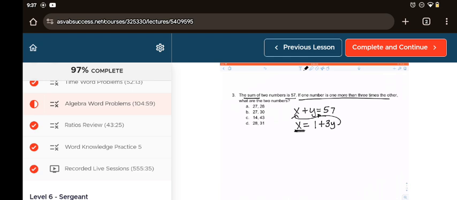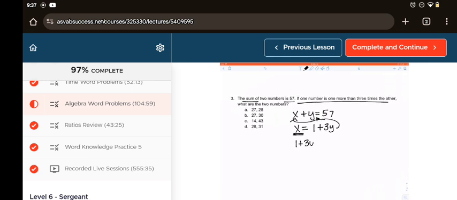Actually, not there, because that's the y. We would plug it into the x. Now let's rewrite this equation. 1 plus 3y plus y equals 57. 1 plus 4y equals 57. I'm going to do minus 1, because I really want to isolate that y. And to fully isolate the y, I have to divide it by 4.